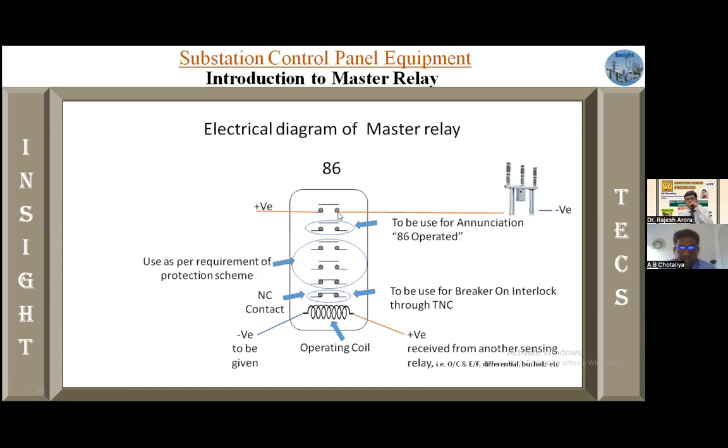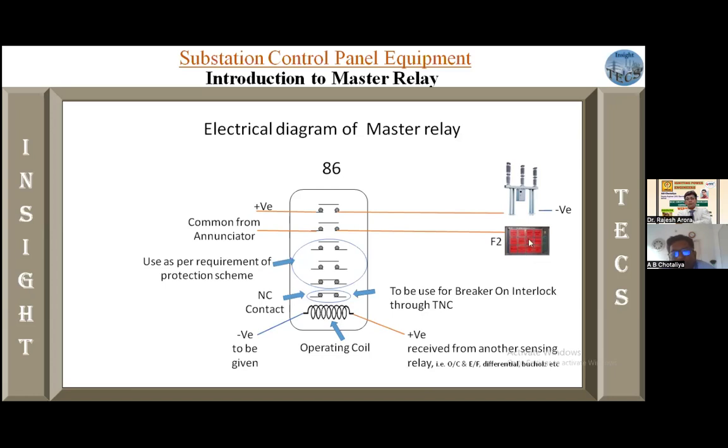The positive is here, then the positive will extend to the breaker to trip the breaker, and a common from the annunciator will connect here. Whenever the contact changes position, the annunciator will glow in one of the windows that the 86 is operated. Okay, so this is how the 86 master relays work.